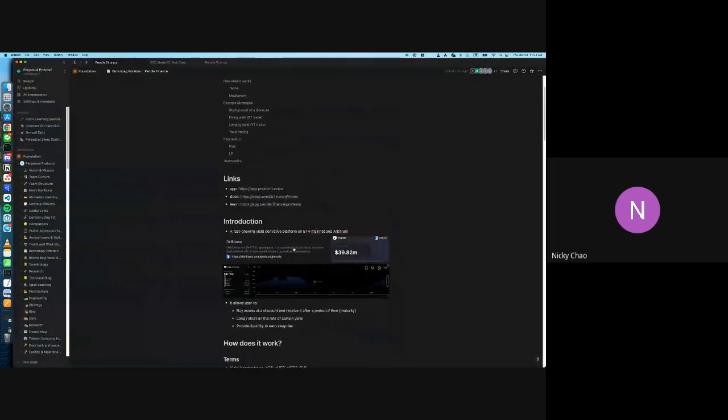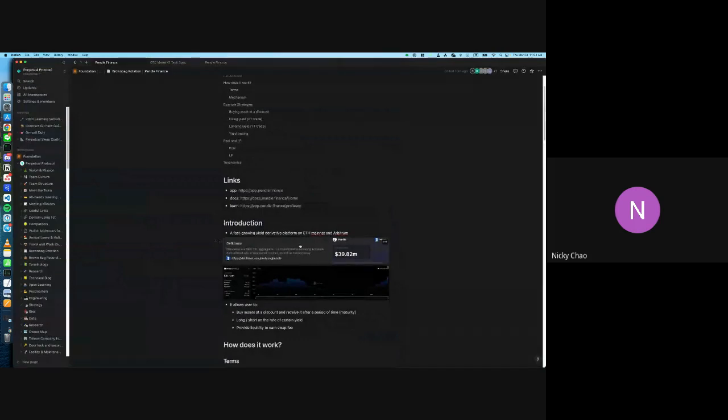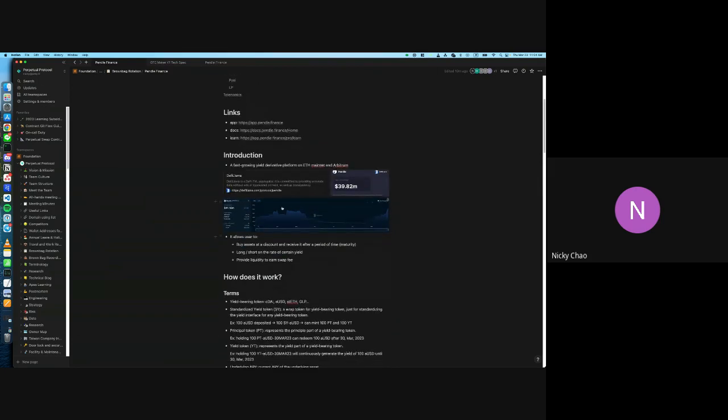And yeah, so what is Pendle Finance? It's actually a very fast-growing yield derivative platform on Ethereum mainnet and Arbitrum. So you can find it on the DeFi Lemma, and you can see that their TVL is actually growing very fast.